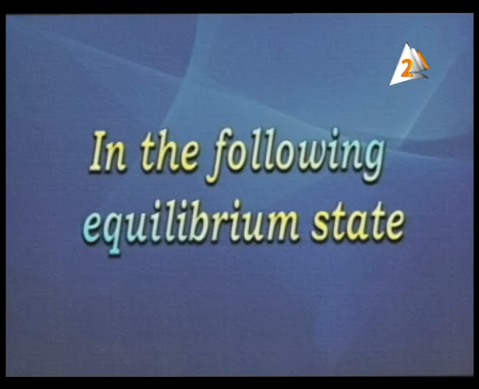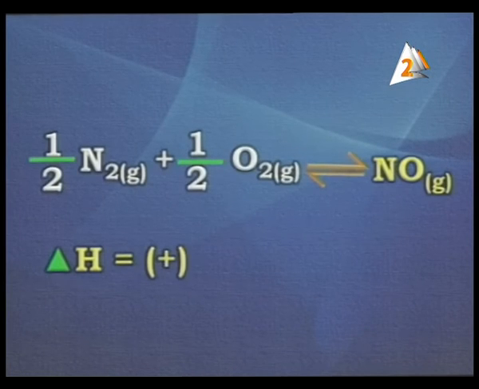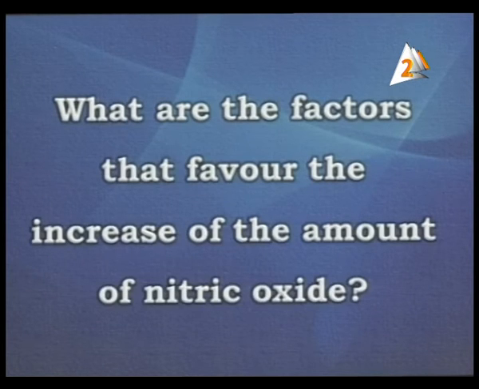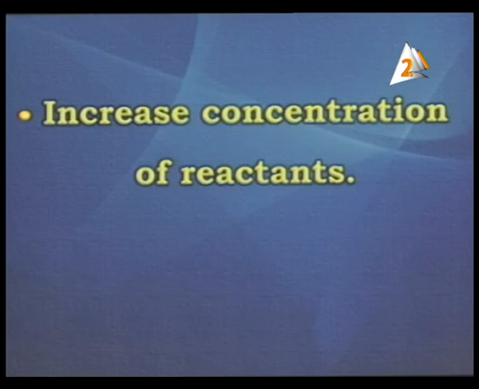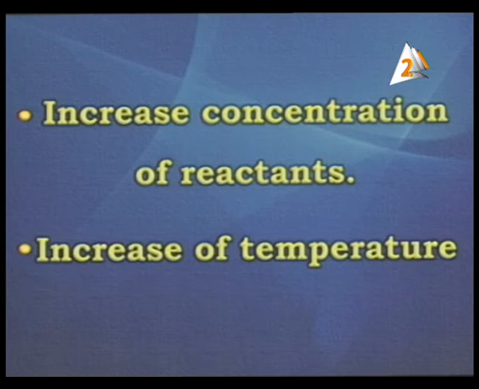My dear student, next type of question. In the following equilibrium state, half N2 plus half O2 gives NO, delta H is positive. What are the factors that favor the increase of the amount of nitric oxide? The answer: increase the concentration of reactants or increase the temperature.